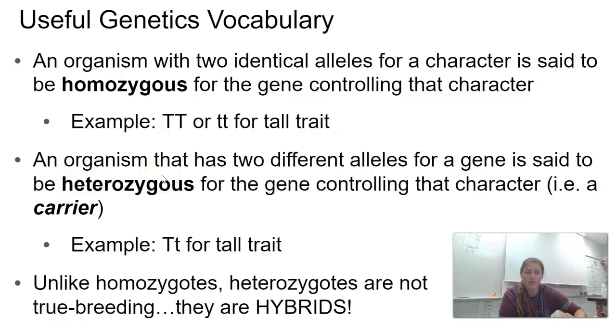Unlike homozygotes, heterozygotes are not true breeding. So another vocabulary word that's going to be important for you to know is true breeding. True breeding means you are homozygous. You can be true breeding for a dominant trait. You can be true breeding for a recessive trait. You cannot be true breeding if you get one of each. That's a hybrid.